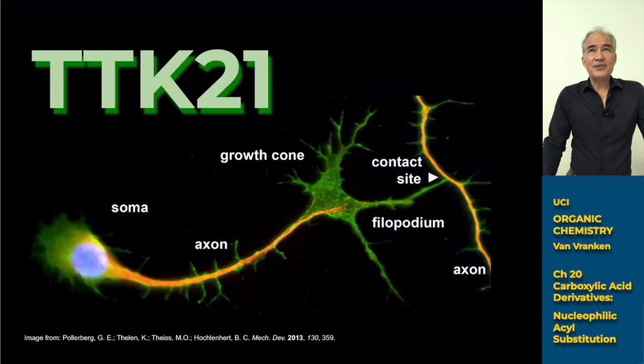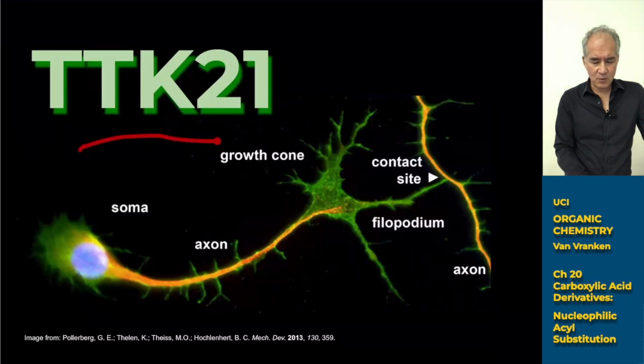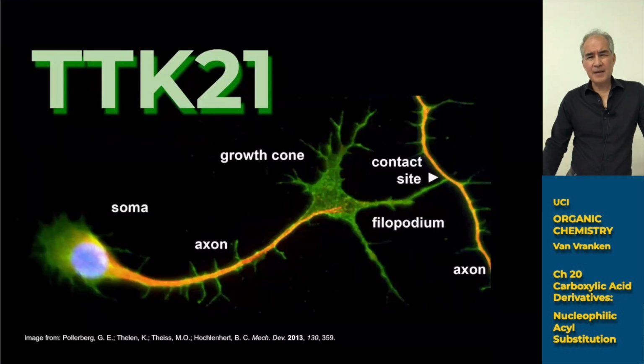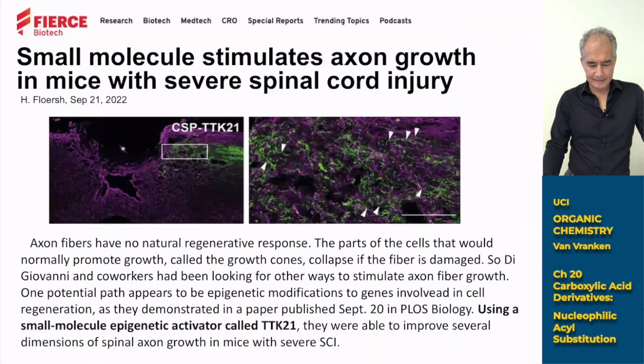Several weeks ago, I saw a news article that was talking about some exciting new molecule called TTK21. The article was referring to a small molecule that had the potential to help spinal cord injury, to help neurons regenerate neuronal pathways. And so let's go ahead and talk about this molecule, TTK21.